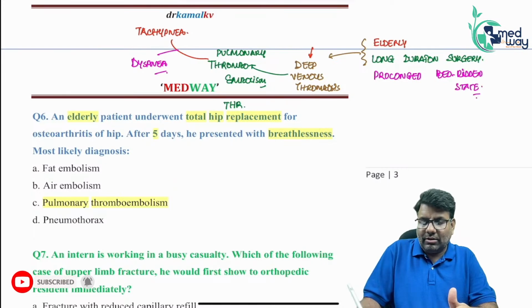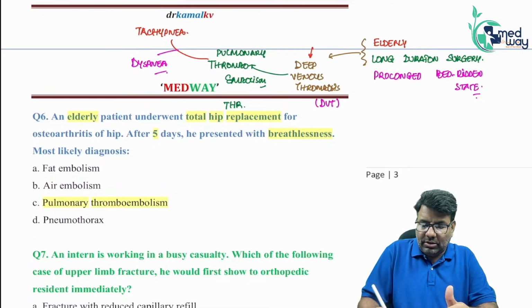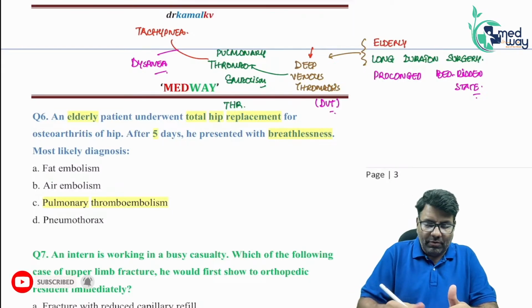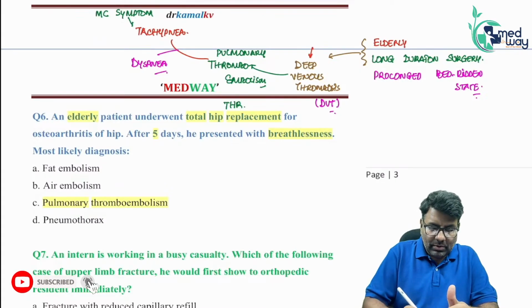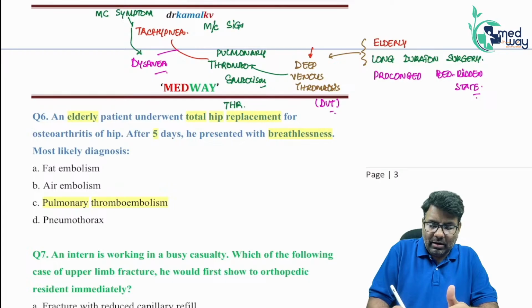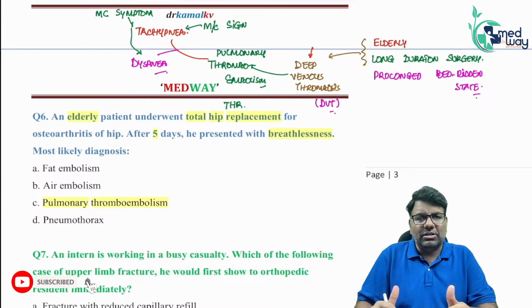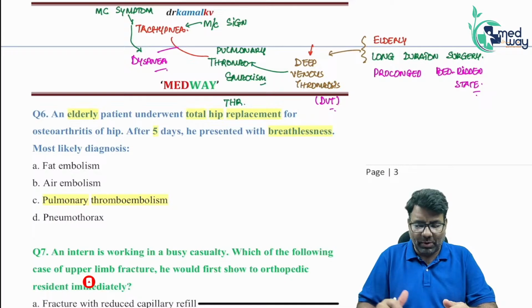So all these factors increase the chances of DVT, and DVT can lead to development of pulmonary thromboembolism, where the most common symptom is dyspnea, and the most common sign is tachypnea. Right? So this is how you can summarize this entire topic: DVT leading to pulmonary thromboembolism.